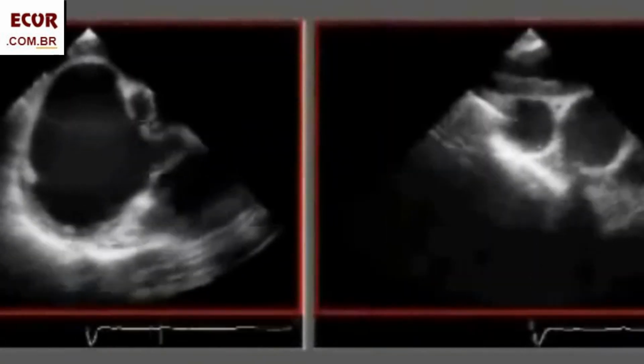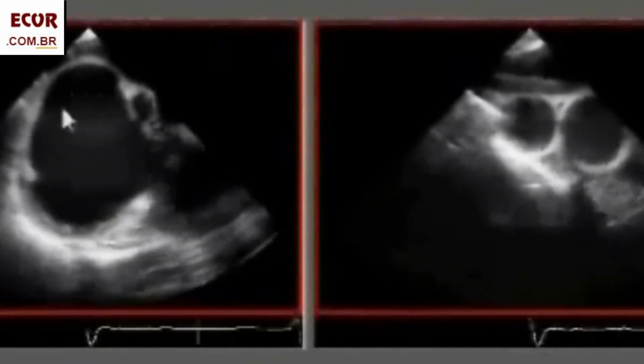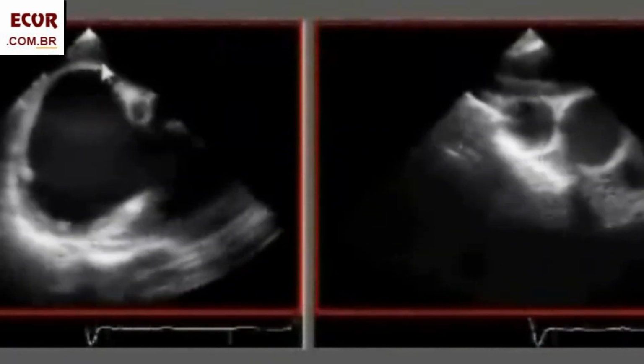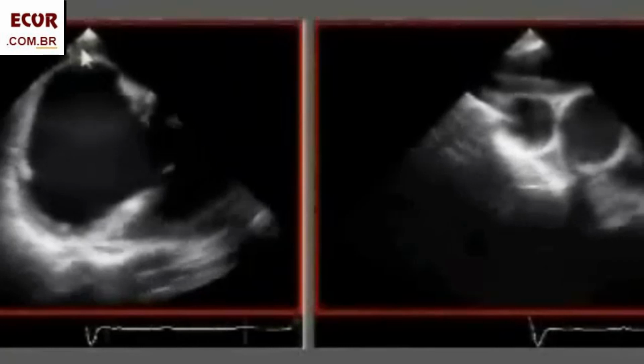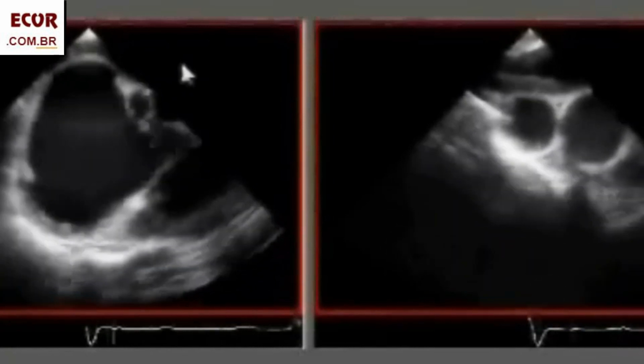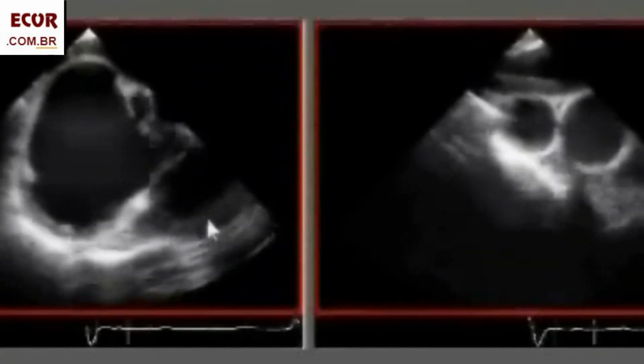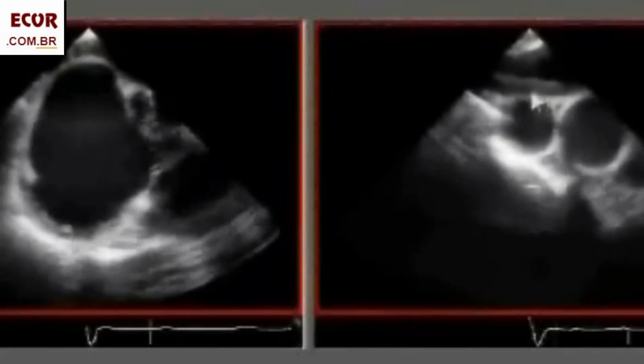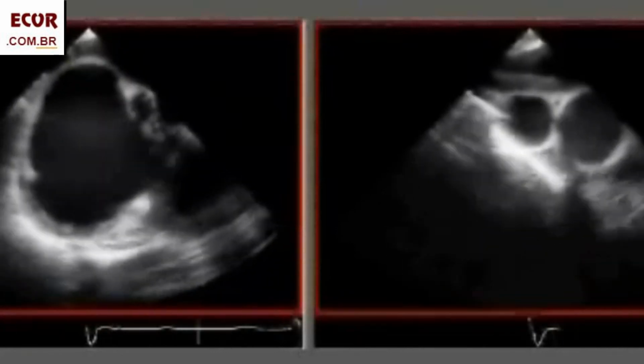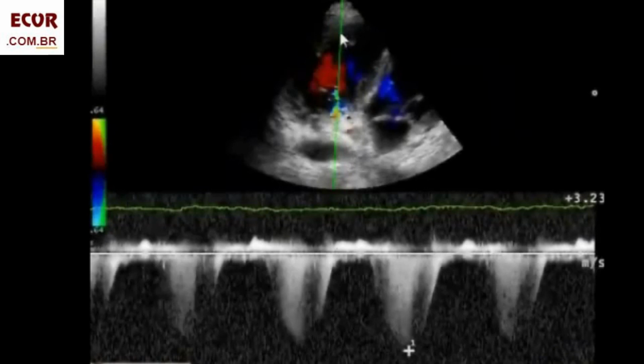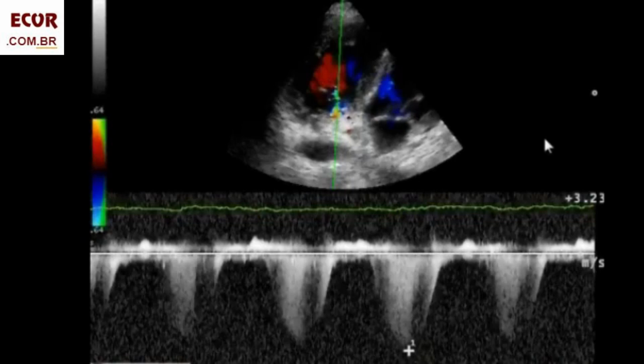TEE shows a dilated right atrium with high intra-atrial pressure. Look at the displacement of the atrial septum toward the left atrium. A diffuse hypokinesis of the right ventricle with a thrombus also in the right pulmonary artery. In this situation, if there is tricuspid regurgitation, we will detect pulmonary arterial hypertension, analyzing the high velocity of the tricuspid regurgitation.